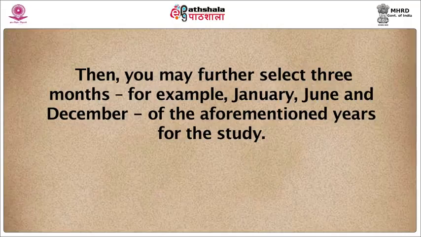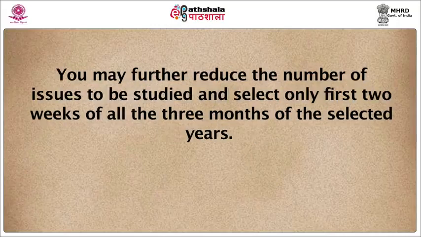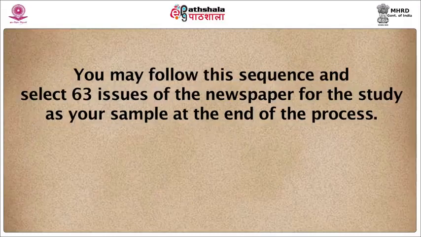Then, you may further select 3 months, for example, January, June and December of the aforementioned years of the study. You may further reduce the number of issues to be studied and select only the first 2 weeks of all 3 months of the selected years. You may follow this sequence and select 63 issues of the newspaper for the study as your sample at the end of the process.